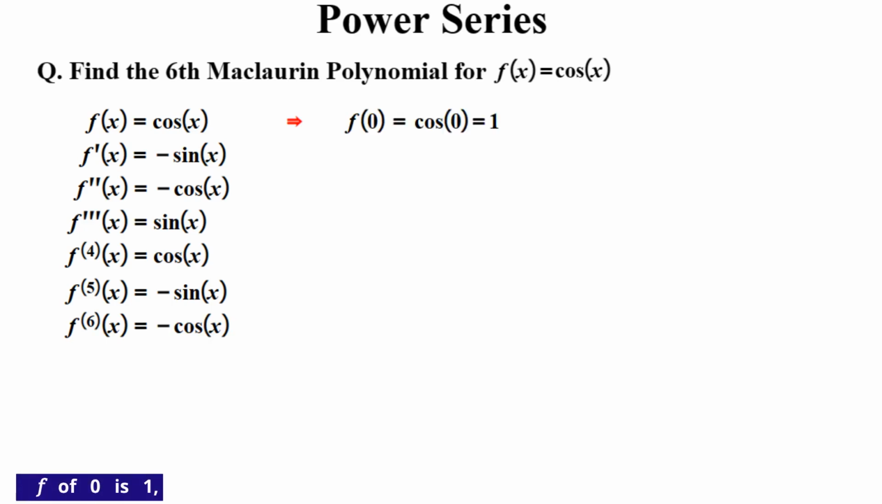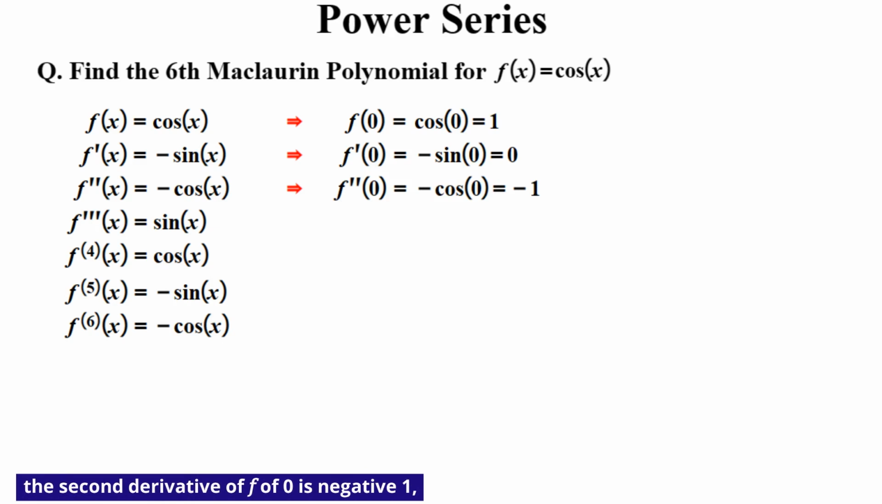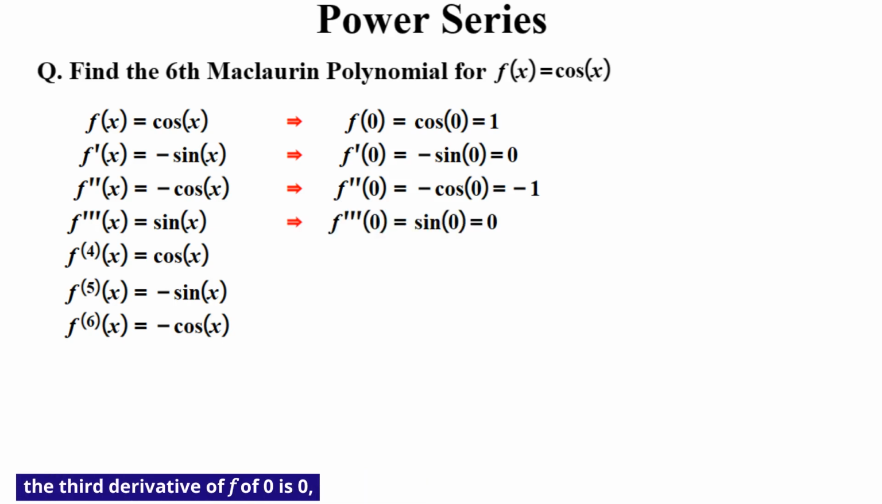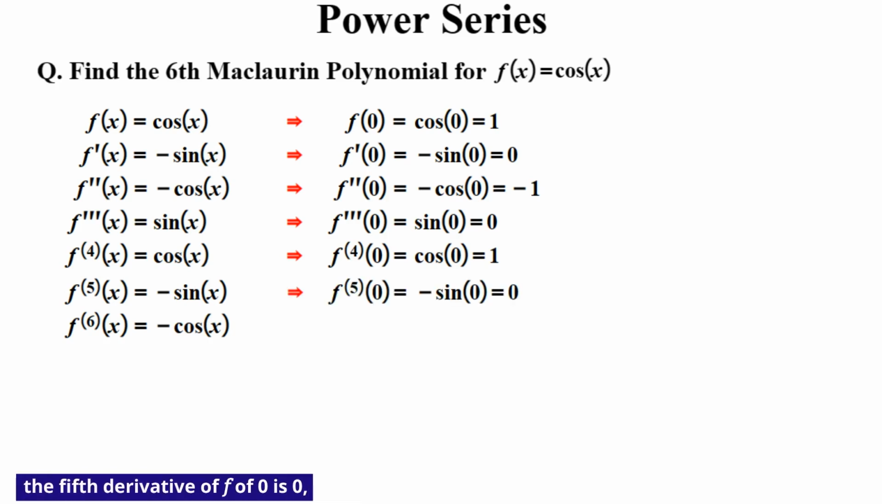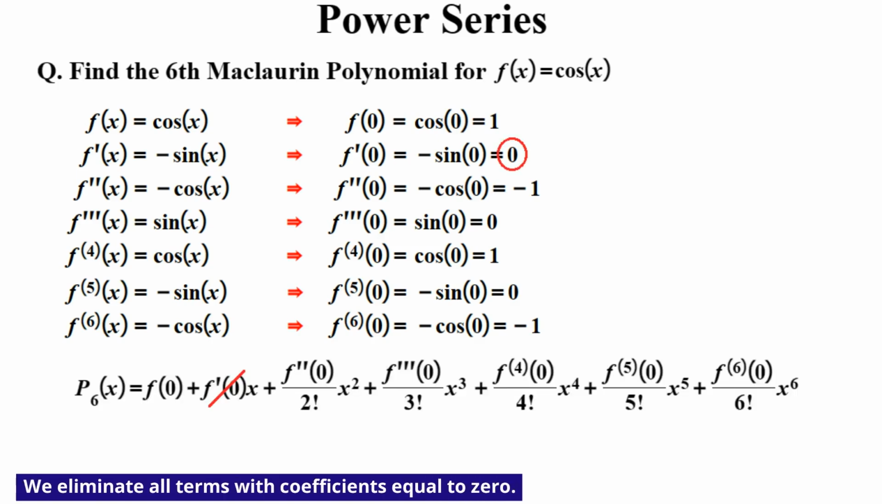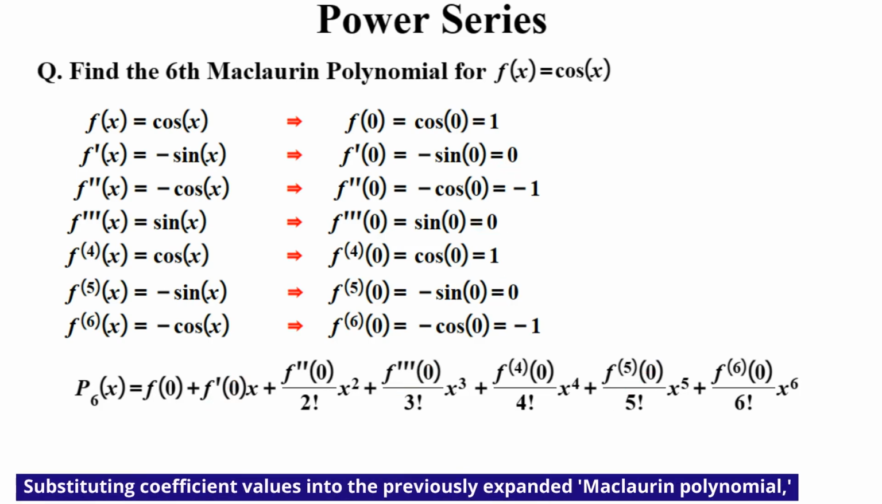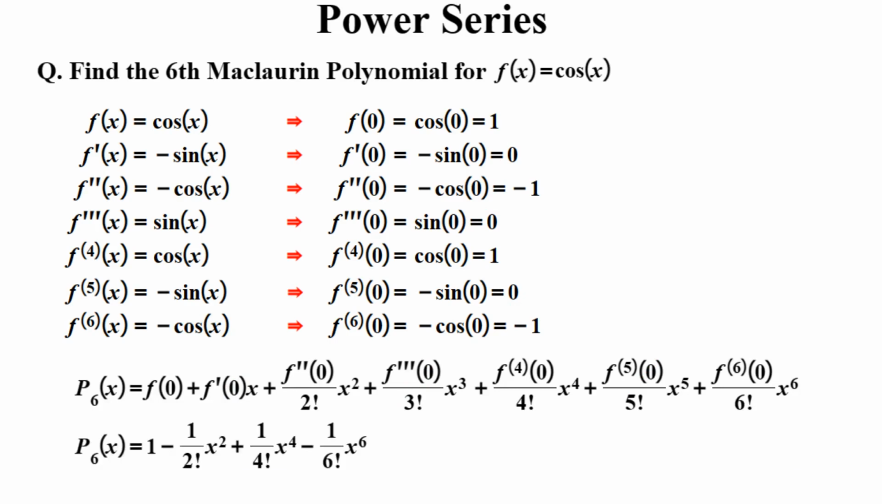f(0) is 1. The first derivative of f at 0 is 0. The second derivative of f at 0 is -1. The third derivative of f at 0 is 0. The fourth derivative of f at 0 is 1. The fifth derivative of f at 0 is 0. The sixth derivative of f at 0 is -1. We eliminate all terms with coefficients equal to 0. Substituting coefficient values into the previously expanded Maclaurin polynomial, we get the following sixth-degree Maclaurin polynomial.